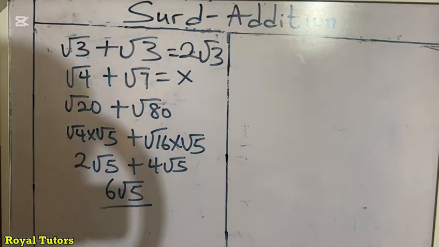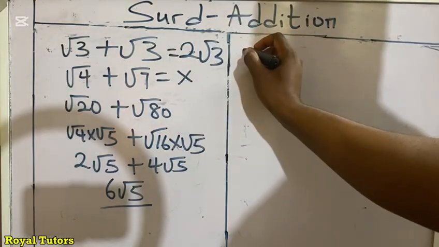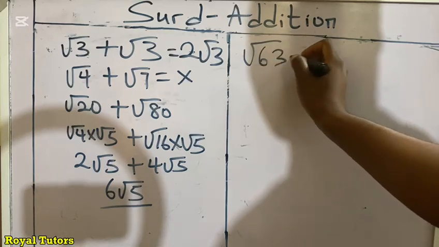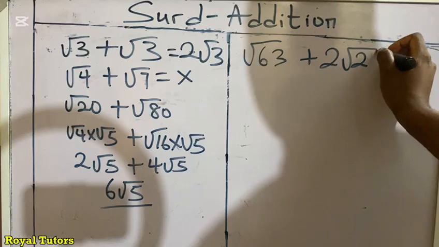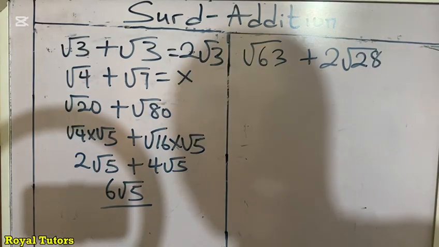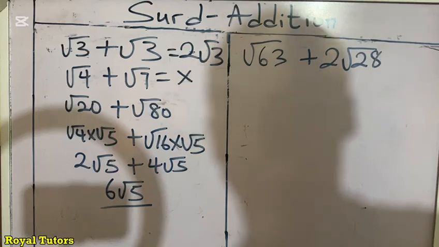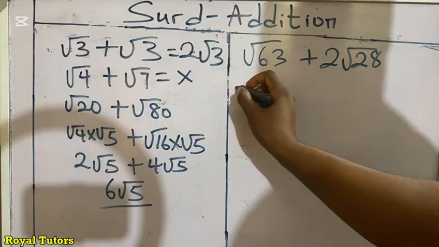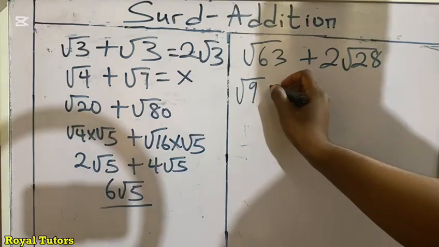Let's take a look at another example. Let's say you have root 63 plus 2 root 28. Good. The same pattern, you look for the largest squared number that is divisible by 63, and that will give us root 9. And what are we going to multiply by root 9 to give us 63? That is root 7.